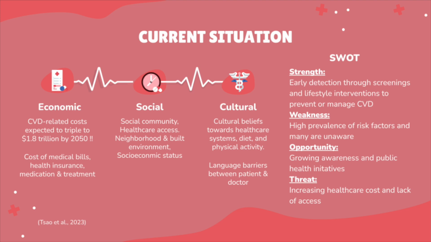Further, to better understand where we are in addressing cardiovascular disease from a public health perspective, I'm going to walk through a brief SWOT analysis. A strength is that we have many tools for early detection, such as risk assessments, screenings, lifestyle interventions, and other tests to prevent or manage the risk of CVD. A weakness, however, is that there is a high prevalence of risk factors such as poor diet, obesity, and high blood pressure, which is very common in the U.S.